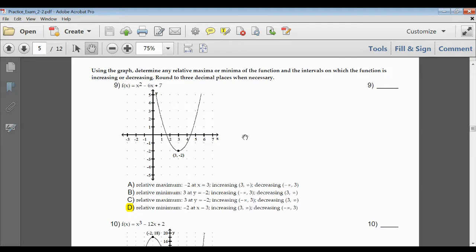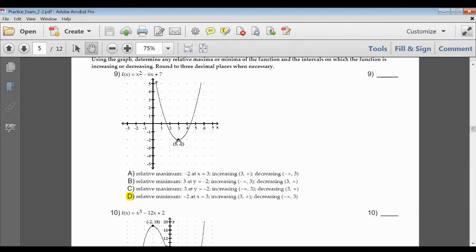Relative maximum, relative minimum. Well, this is a low point, so it's a minimum. So that's what I'm looking for. I'm not looking at letter A, neither am I looking at letter C. I'm zeroing in on minimums, which would be letter B or D. Now, the minimum is a Y value. It happens at an X value.